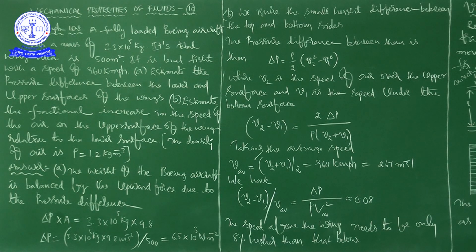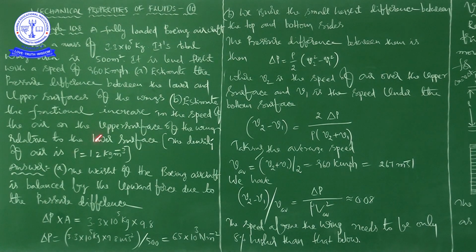It is in level flight with a speed of 960 kilometers per hour. This is the speed of the flight. Now, there are two things we have to do. We have to estimate, first, A.